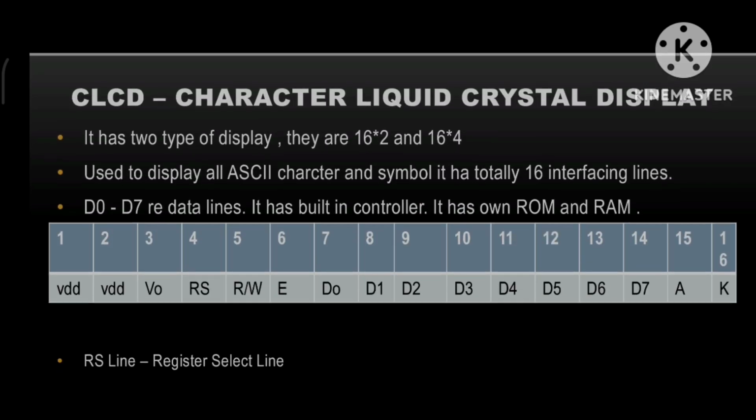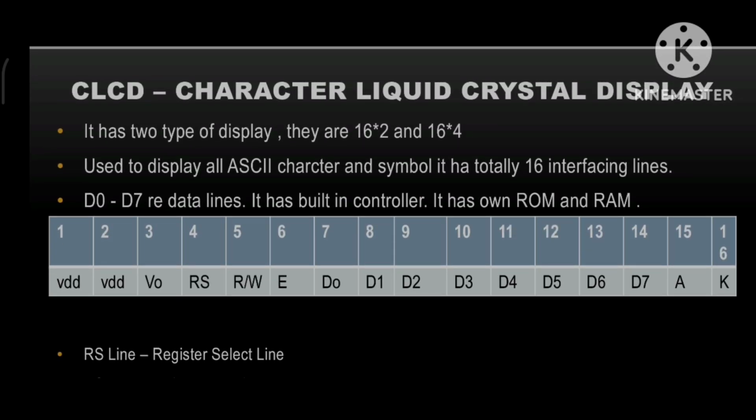CLCD, character liquid crystal display. It has two types of display, 16x2 and 16x4. 16x2 means there are 2 rows of 16 columns. 16x4 means there are 4 rows of 16 columns. This is used to display all the ASCII characters, American Standard Code for Information Interchange, and symbols. It has totally 16 interfacing lines, with D0 to D7 data lines. It has a built-in controller with its own ROM and RAM.